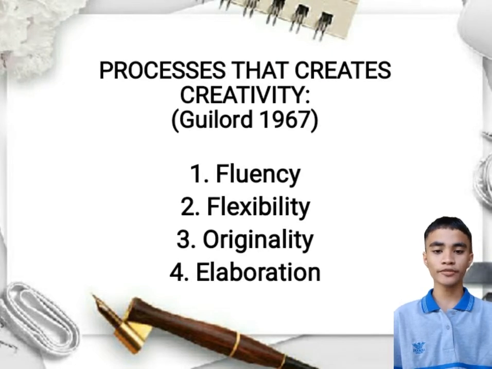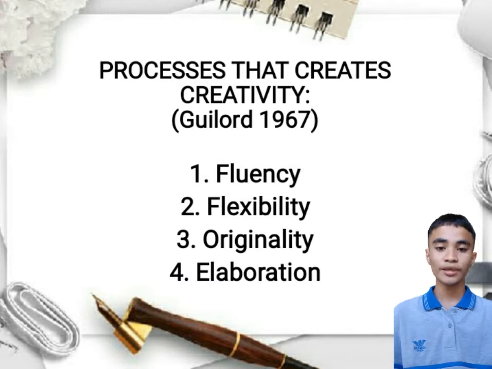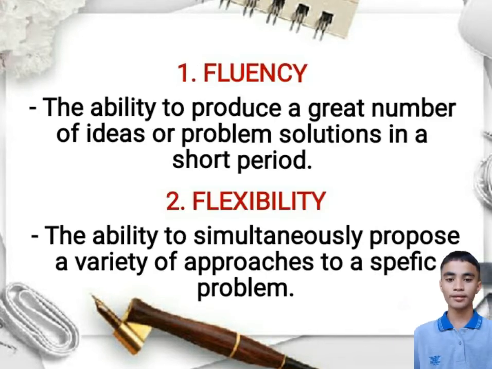Next, we have the processes that result in creativity. One of the models of creativity was advanced by Guilford in 1967. He considered creativity as a divergent thinking act. He claimed that creativity is the result of several processes. These are fluency, flexibility, originality, and elaboration.